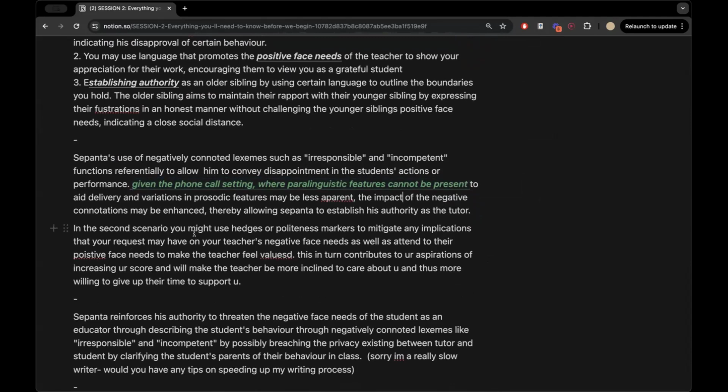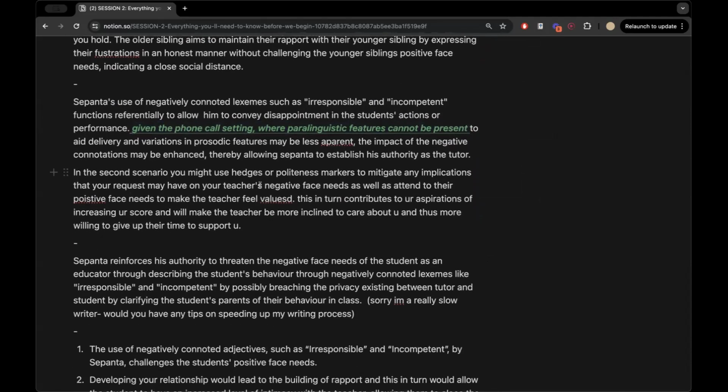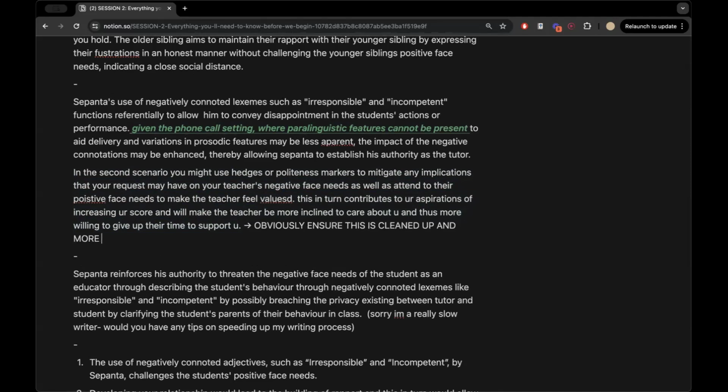In the second scenario, you might use hedges or politeness markers to mitigate any implications that your request may have on your teacher's negative faces, as well as attend to their positive. Okay. Sure, this in turn contributes to your aspirations of increasing your score and will make the teacher be more inclined to care about you and thus more willing to give their time and support to you. I know that you've written this in very shorthand, informal terms, but obviously ensure this is cleaned up and more professional in exam terms, right?